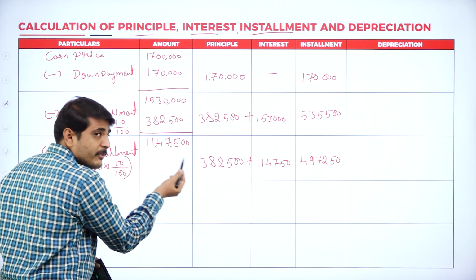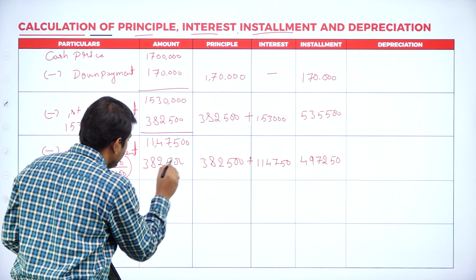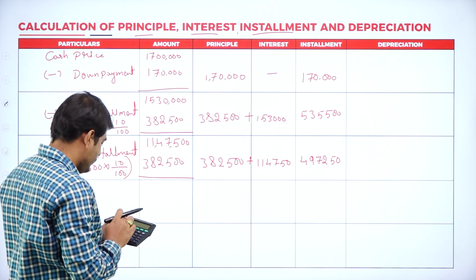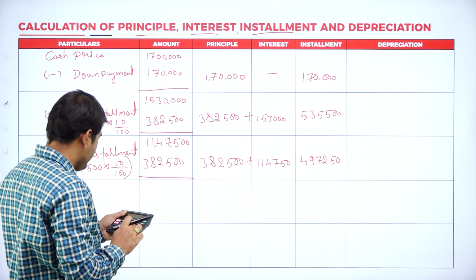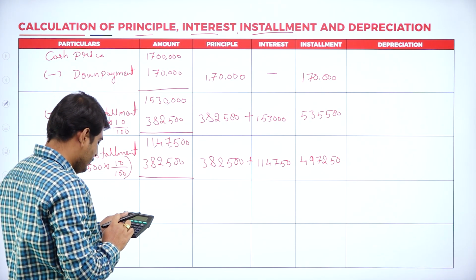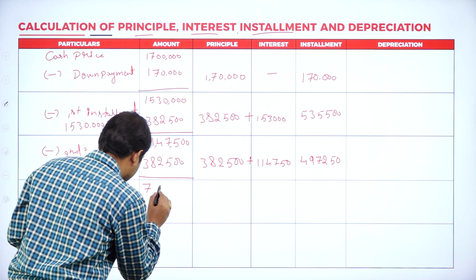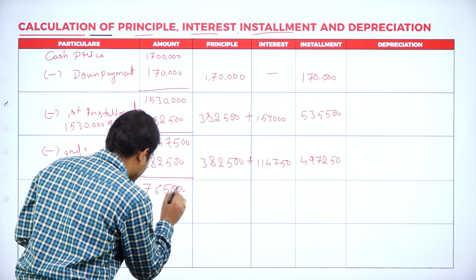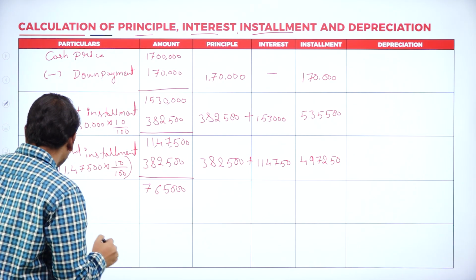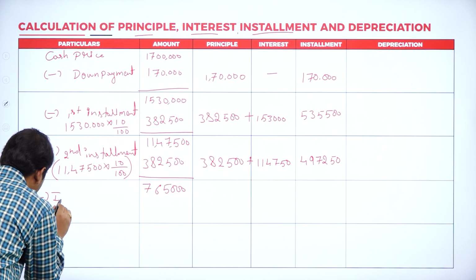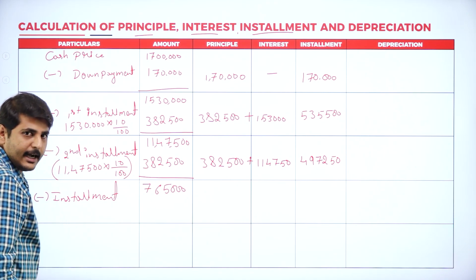Again, deduct this principal from the total principal, 3,82,500. Let's check how much you will get. So 11,47,500 minus 3,82,500. You'll get 7,65,000 is the balance figure. So again, we do the third installment, minus third installment, and calculate the rate of interest.